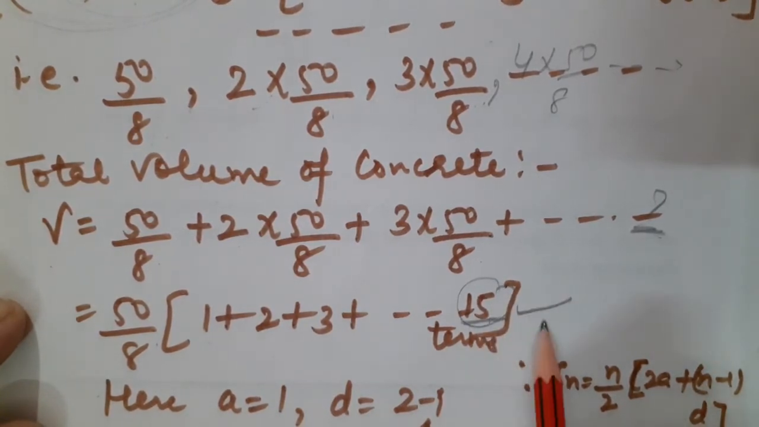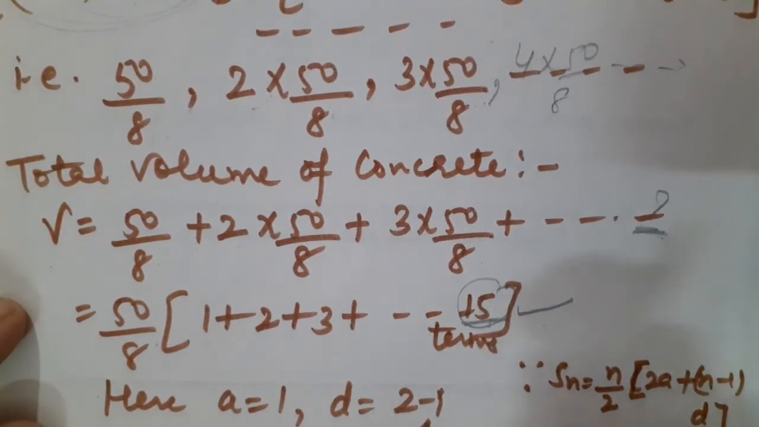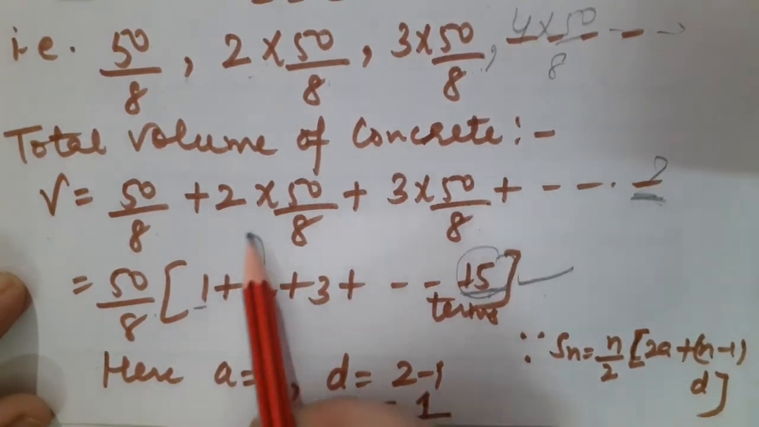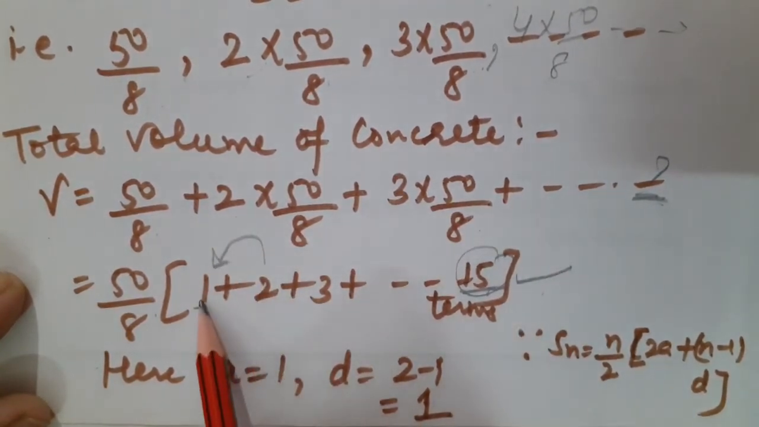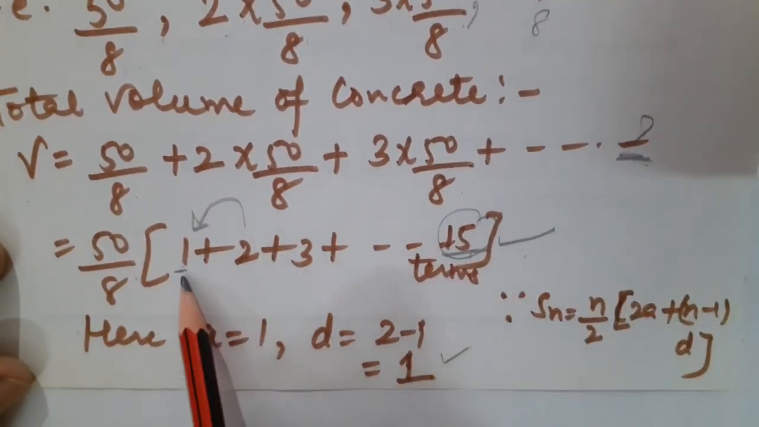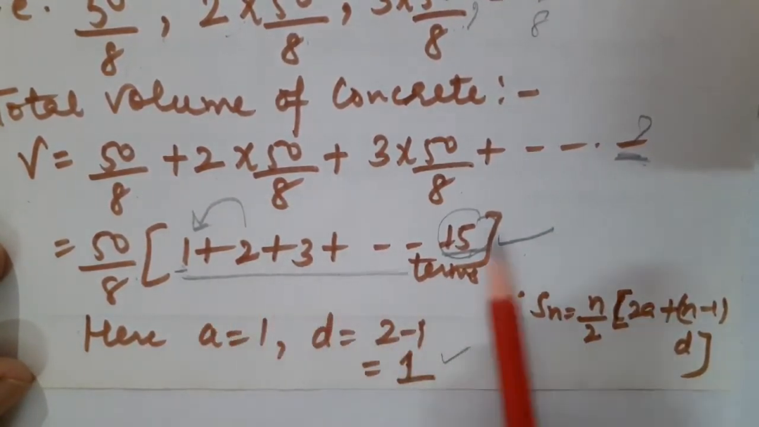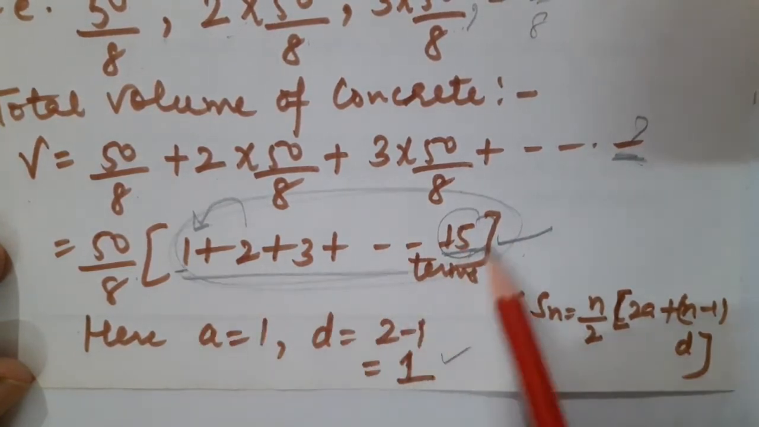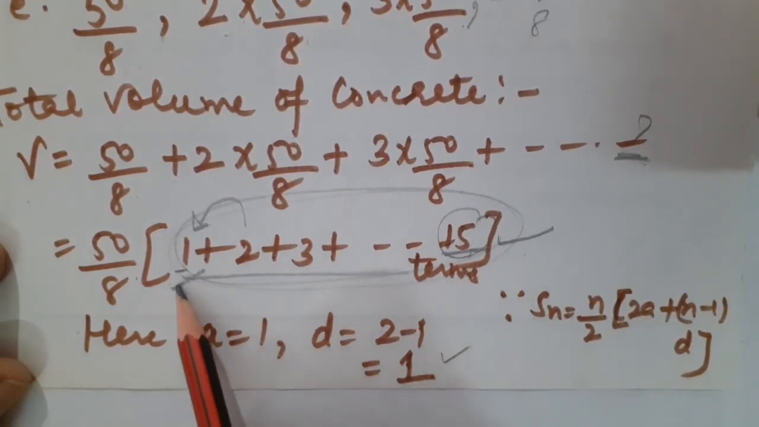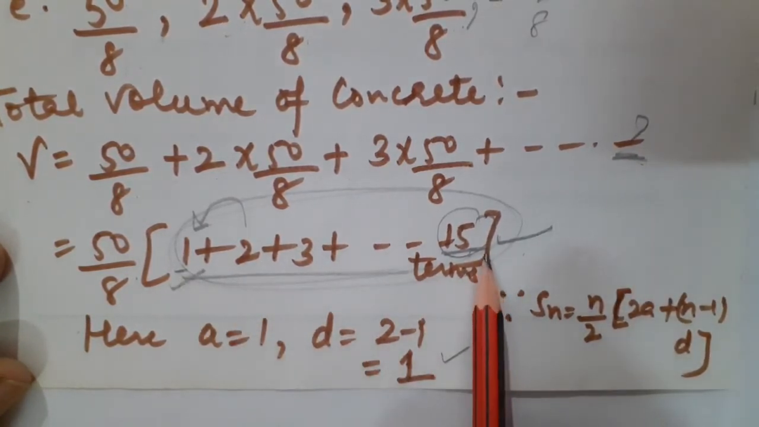So can I call n as 15? Because the 15th term would be the last term of this AP. Correct? So what is a? a is equal to 1. What is the common difference of this AP? That is 2 minus 1 is equal to 1. Correct, students? Now, after looking at this very expression, I have come to know that I will have to calculate basically the sum of this AP, which is going to start from 1 and go up to a total of 15 terms.